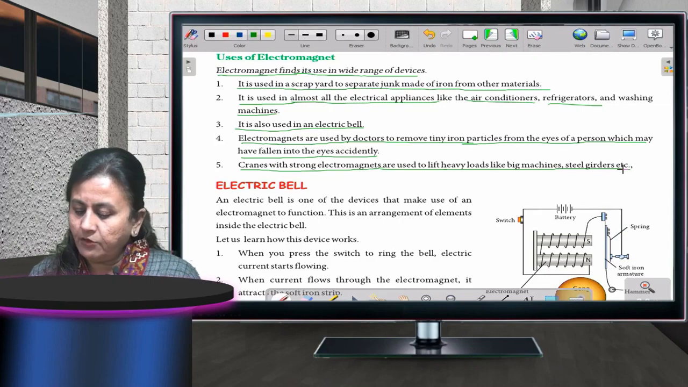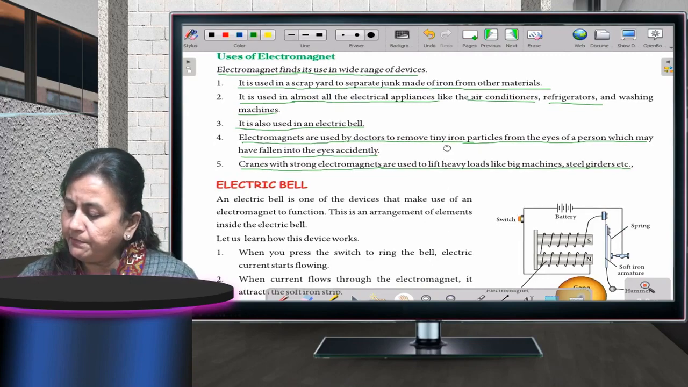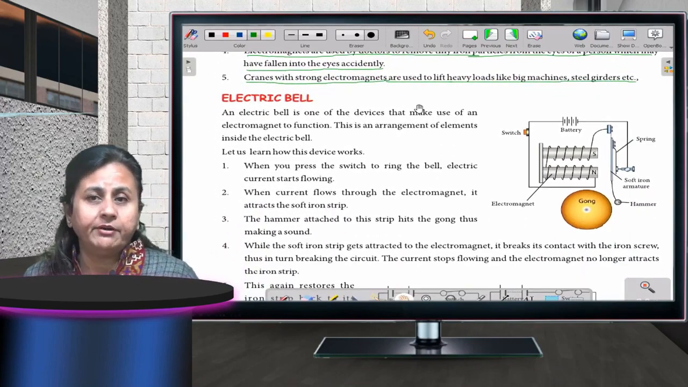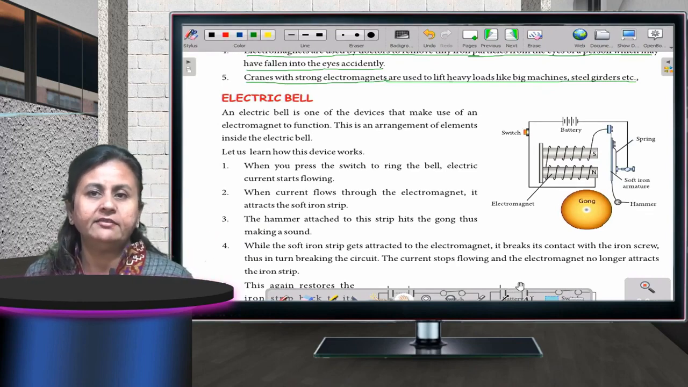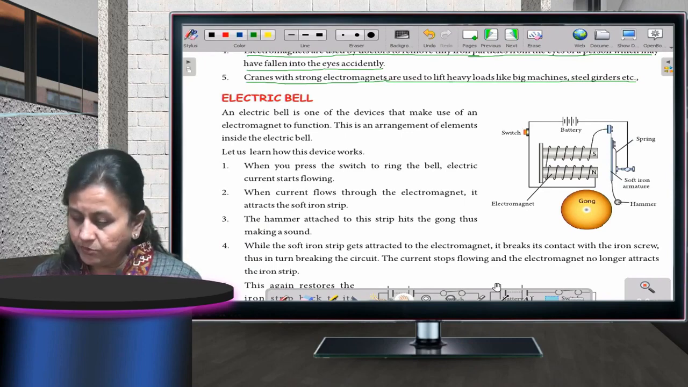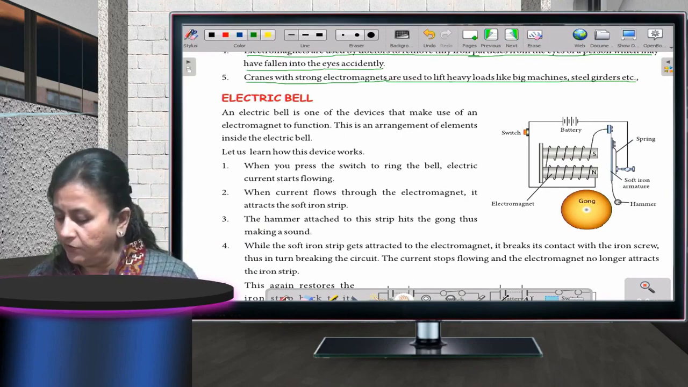Okay. Now, we'll cover the next and the last topic, the electric bell. Every person's house has an electric bell. Whenever anyone comes, he just pushes the switch and the bell rings and you come to know, okay, there's someone at the door. We should know the working of it, how it is done.